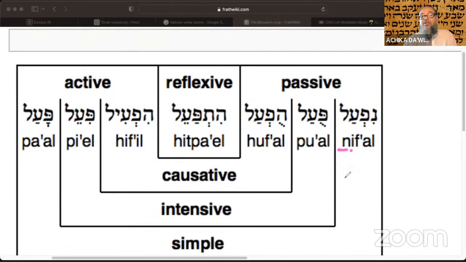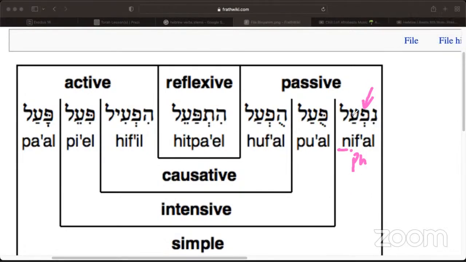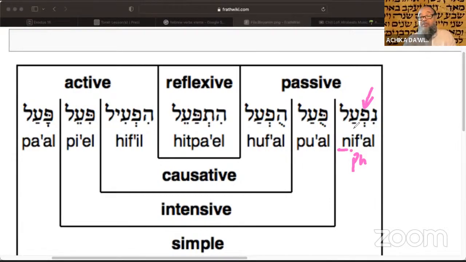Okay. What else do we have? We have the pay sound, but it doesn't have a dot in it. So it's like a PH. They put an F right here, but it's really a PH. Okay. So we got nif, and then we have a silent ayin, and then you have a little ah sound that's right there. Then you have the lamed, which is right here. And so that makes that sound Nifal. Okay. Nifal. That's how you come up with it. And what is a Nifal?